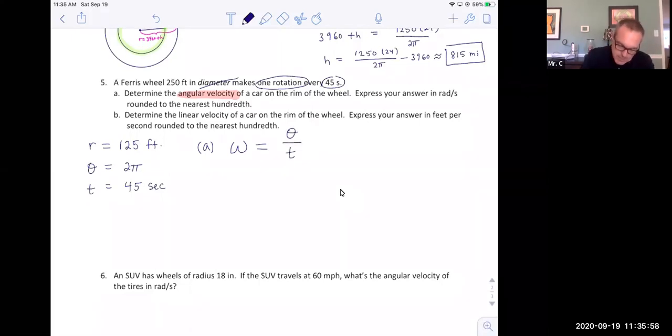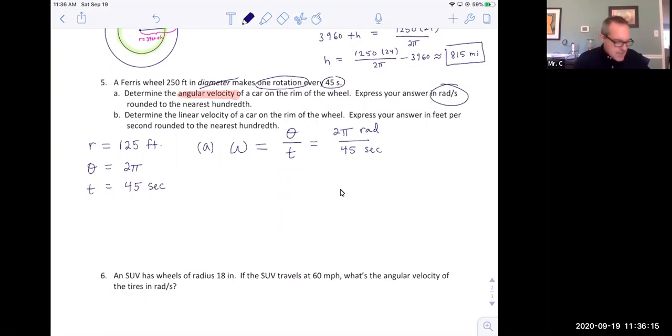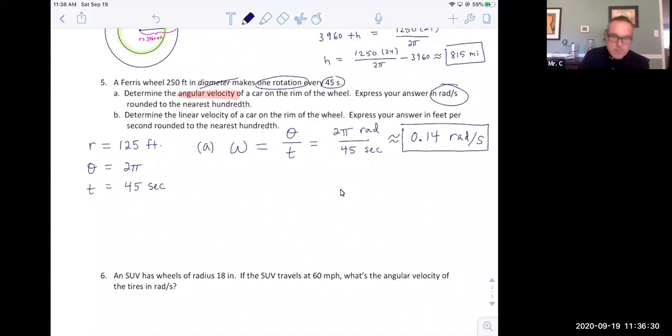So that's theta over t. For theta, what's my angle? It's 2 pi radians, and my time unit is 45 seconds. And check my units. Part A said express my answer in radians per second. That's what I'm given. So all I have to do is throw that into my graphing calculator, and I get 0.14 radians per second. Okay, so that's part A of the problem.